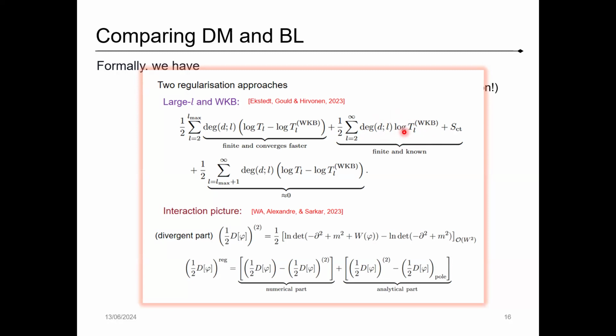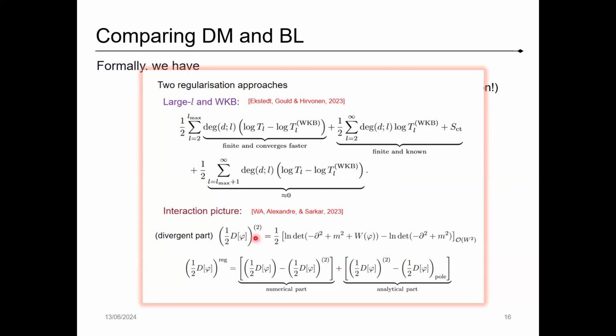to regularize this quantity. Another way is what I call the interaction picture. Essentially, you define the functional determinant of the sum of these two terms, right? Now imagine that W is zero, then this quantity is automatically zero. There's no divergence. So this means that the divergence comes from interactions. If there are no interactions, then there's no divergence.